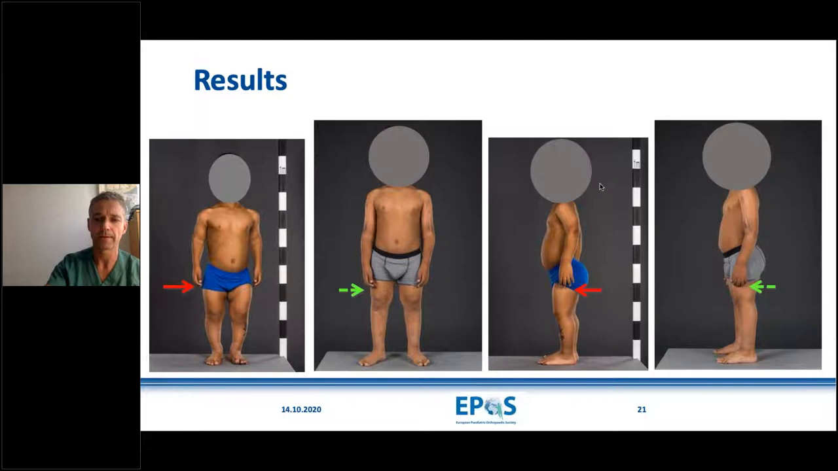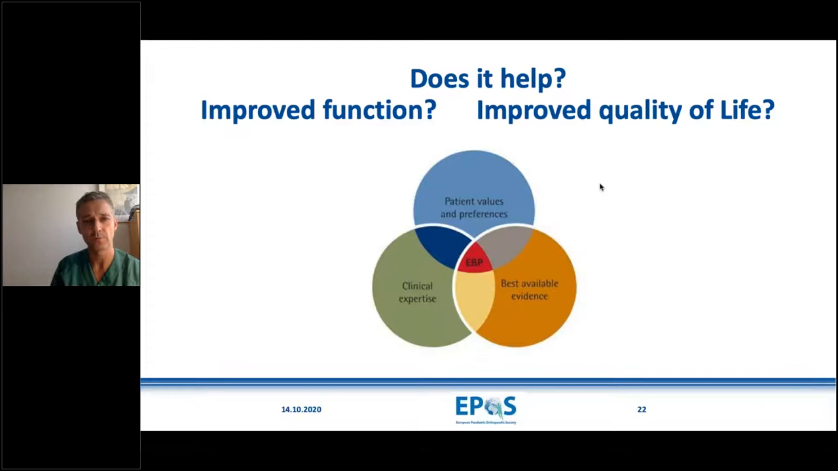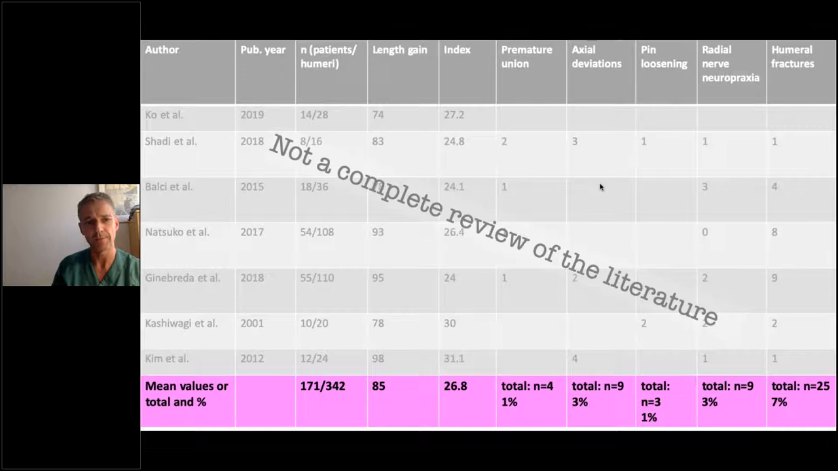However, does it help? Does humeral lengthening improve function? And does it improve quality of life? So this is not a complete review of the literature, but you can see the mean values and totals and percentage. And you see this is 342 segments. So the length gain in all these publications was 85 millimeters, which is quite a lot.